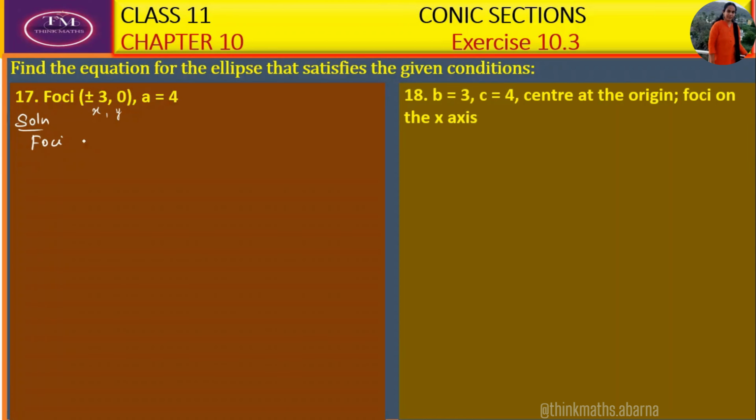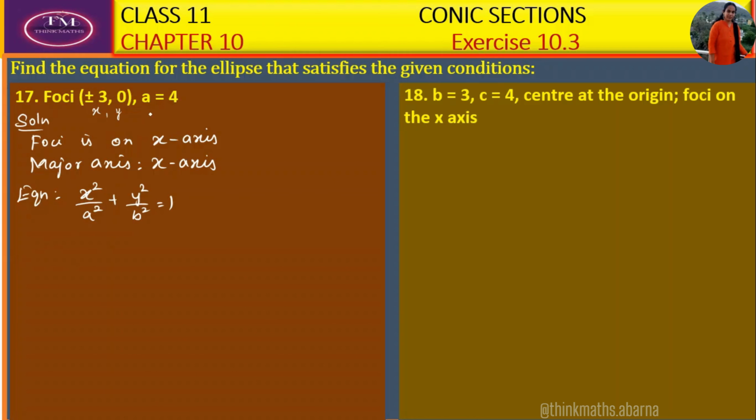Now let me start the solution. Foci is on x-axis. That means major axis will be x-axis. Therefore, what type of equation we will get? It is nothing but x square by a square plus y square by b square equal to 1. So here a is given. A is equal to 4. That means a square equal to 16.